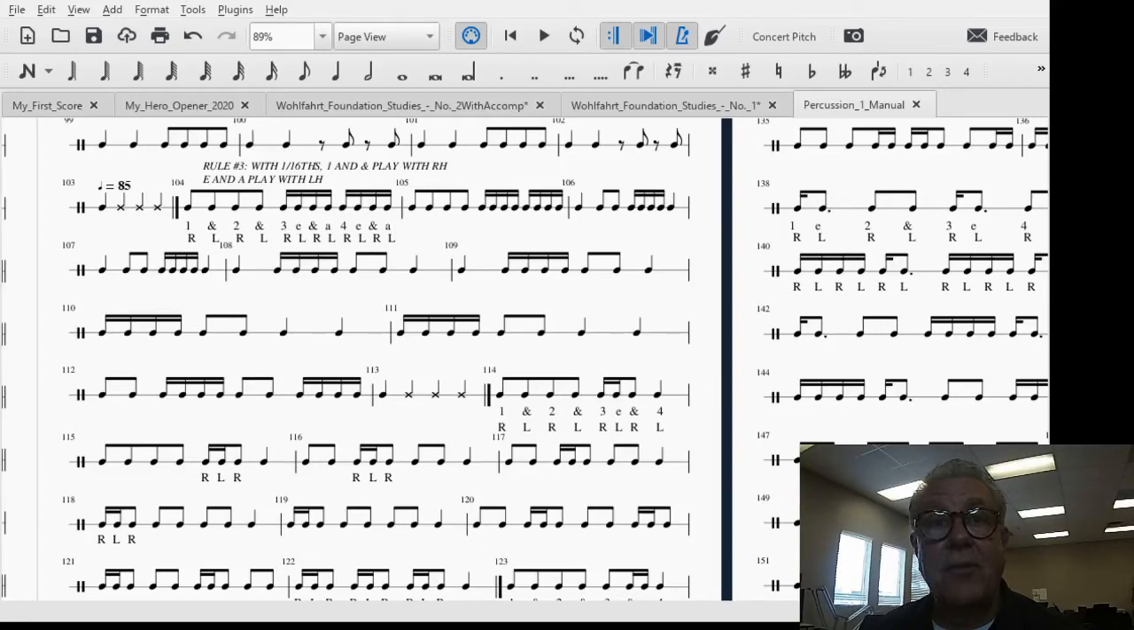Hey, good afternoon. I want to make this real quick video for our Percussion 1 students, okay? We started our lessons yesterday on 16th notes, and so I wanted to give you a little brief explanation about this. You can see on this, this is your percussion manual.